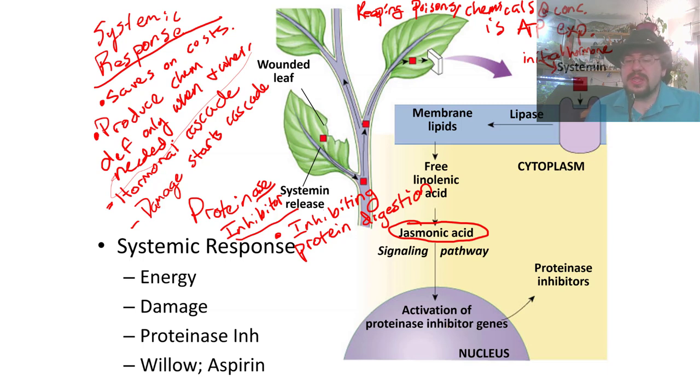In tomatoes, you see systemic pathways. Also in willow trees, you can see a systemic pathway. The willow is pretty cool. The white willow tree. Because its systemic pathway produces salicylic acid. You might know salicylic acid as something else. Aspirin.